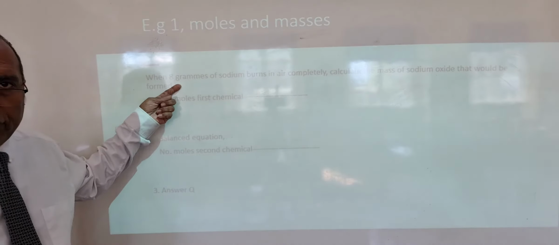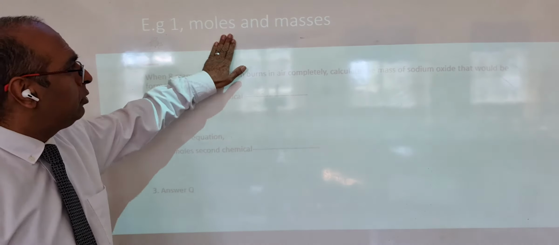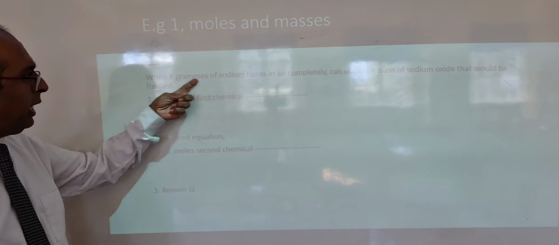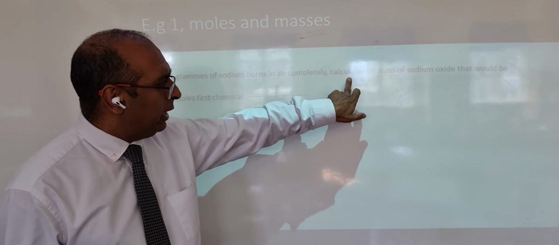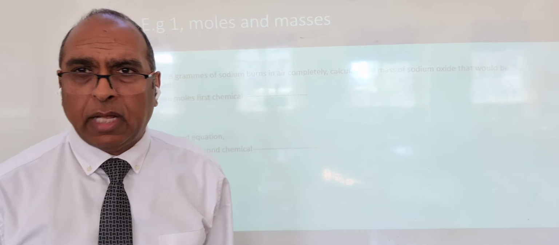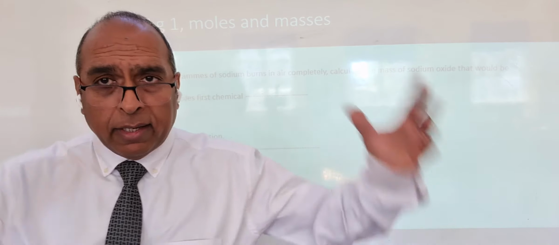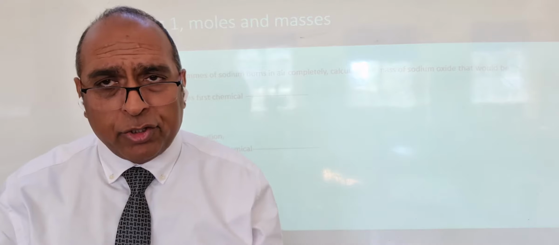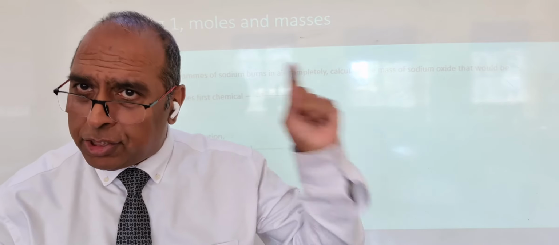So, I've got three problems to work through. Example one is about moles and masses. I've got 8 grams of sodium burned in air completely. Calculate the mass of sodium oxide that would be made. That's a typical GCSE problem. Well, how do you start it? When pupils try to do this, they don't know where to start. Well, the moles method gets you in.